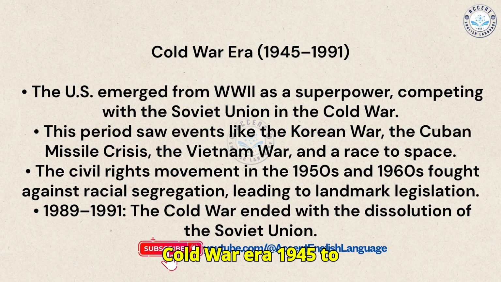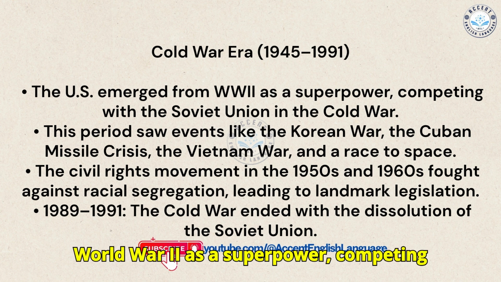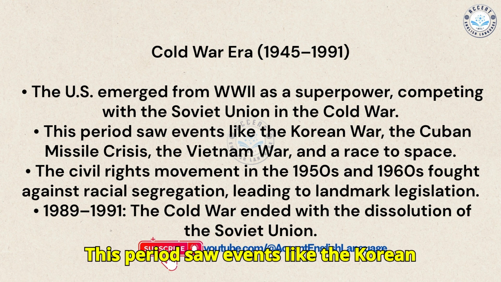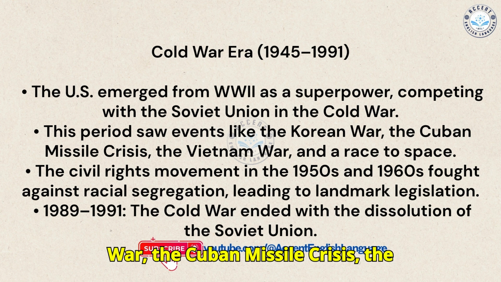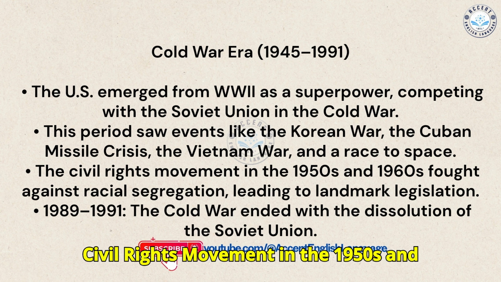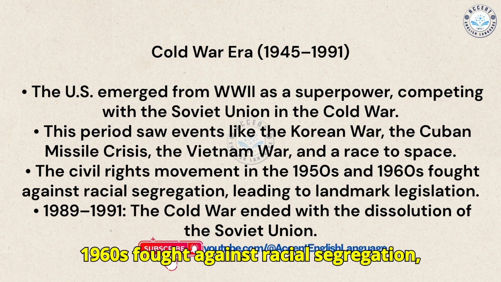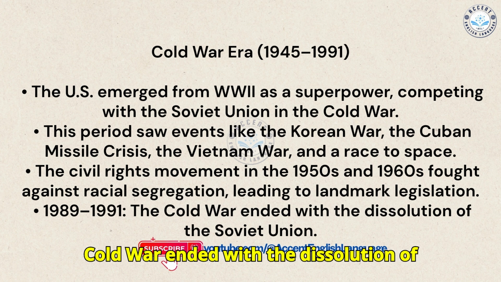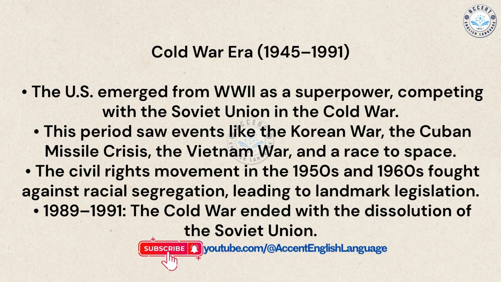Cold War era, 1945 to 1991. The U.S. emerged from World War II as a superpower, competing with the Soviet Union in the Cold War. This period saw events like the Korean War, the Cuban Missile Crisis, the Vietnam War, and a race to space. The civil rights movement in the 1950s and 1960s fought against racial segregation, leading to landmark legislation. 1989 to 1991: The Cold War ended with the dissolution of the Soviet Union.